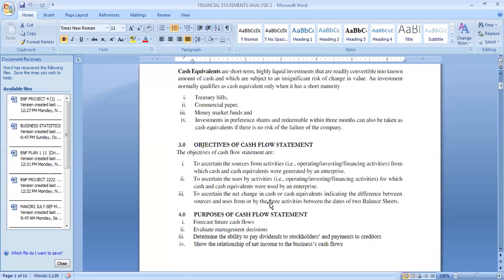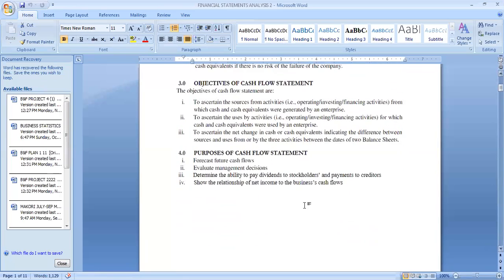To ascertain the change in cash, that is a change in cash from operating, are we having a deficit or are we having a surplus? If from operating activity we are spending more than what we are receiving, we are going to have a negative operating cash flow. The same case applies to investing. If we are investing more than what we are receiving from what we have invested, again, we are going to have a negative.